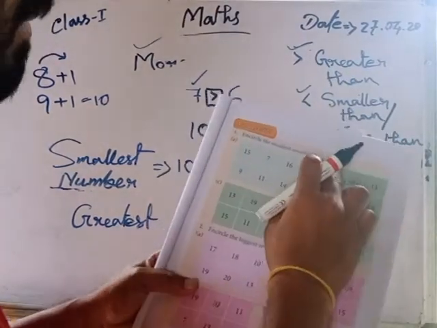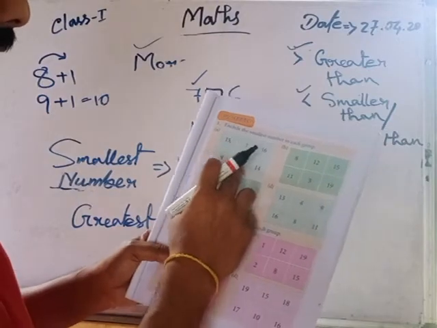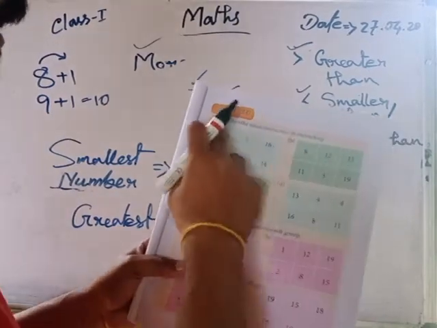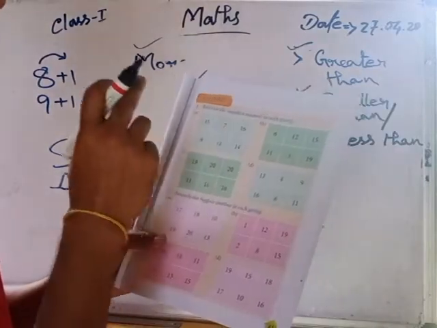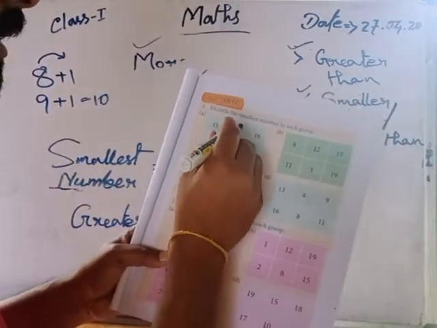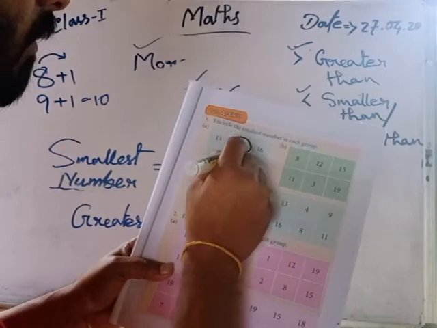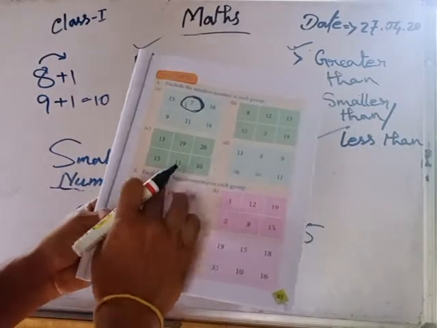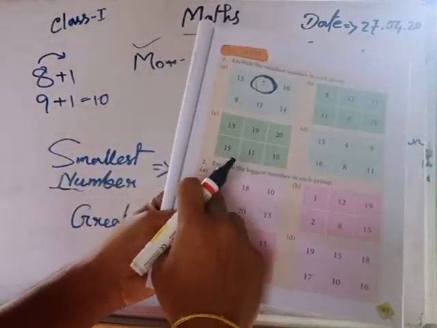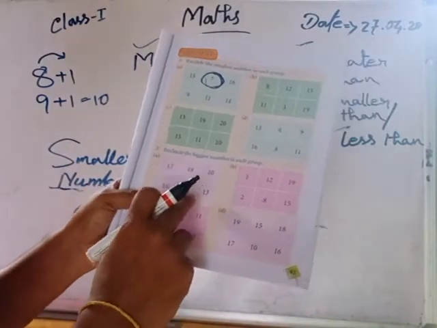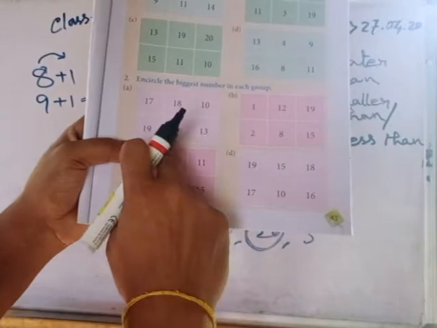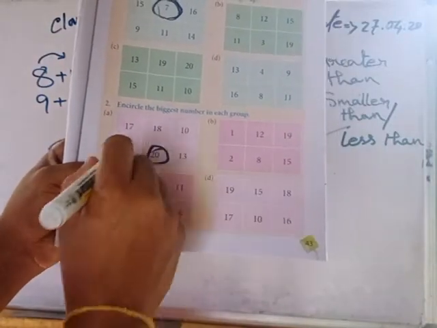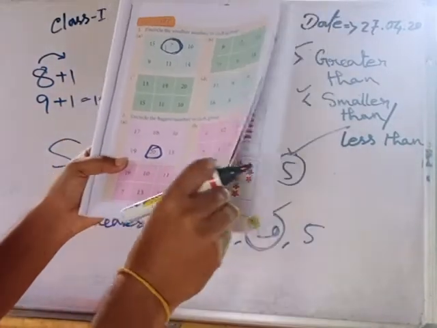Encircle the smallest number in the group. Which one is the smallest number in the group? In the group, that means so many numbers. 6 numbers are there. From these 6 numbers, which one is the smallest? 7 is the smallest number. So encircle the 7. Which one is the biggest number from this group? It is 20. Yes. So that's why we should encircle the 20. Circle it properly.